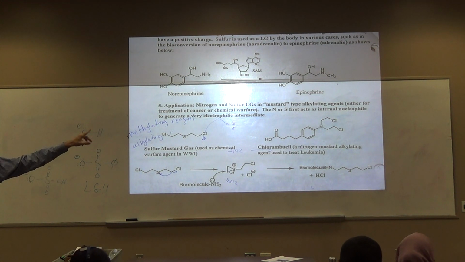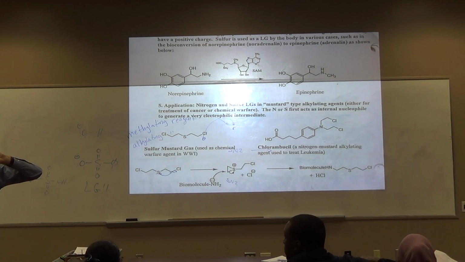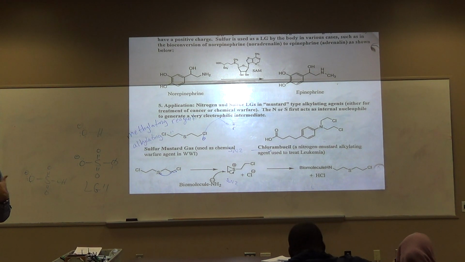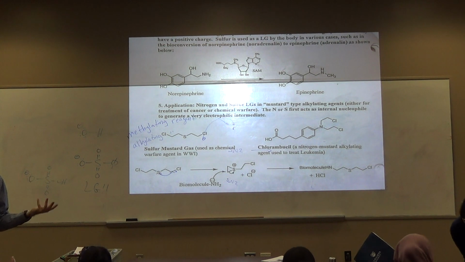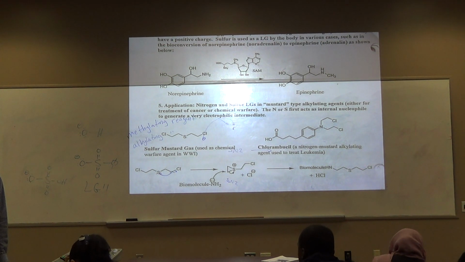The compound on the right is actually a drug used to treat cancer. That's where you actually want to have some toxicity. You want to kill the cancer cells. And so this can be used to kill cancer cells. We'll mention this next time.